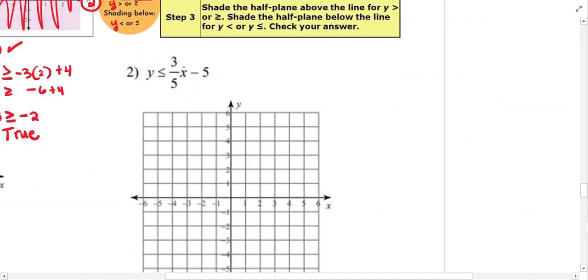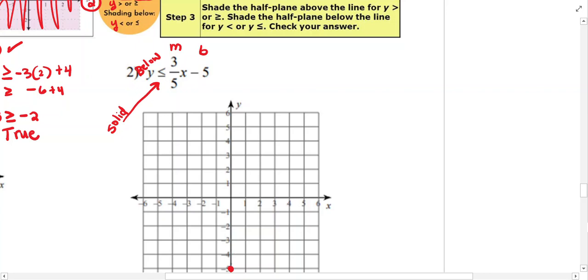Right, this one, y is less than or equal to 3 over 5x minus 5. This is the slope. That's the y-intercept. It's going to be solid. And we're going to be shading, right, less than. So we're going to be shading below. Here we go. Y-intercept is -5.